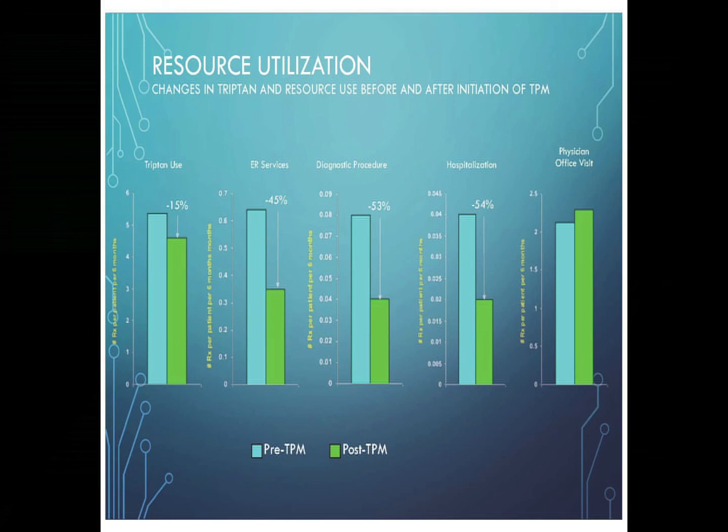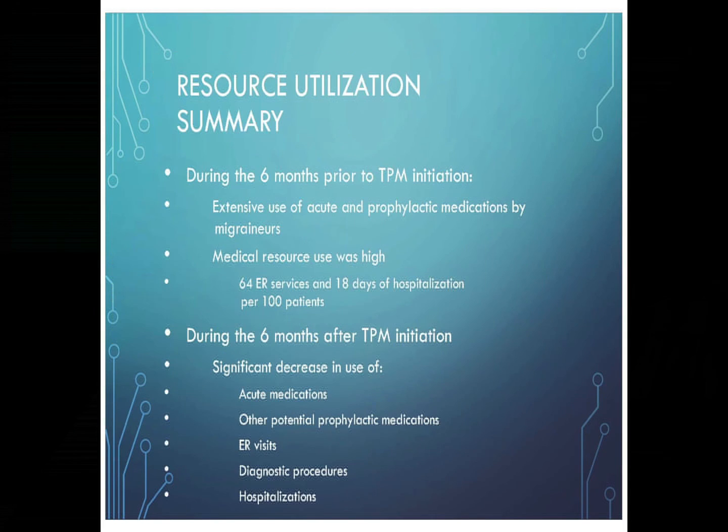Triptan use goes down. Emergency services are cut almost in half. Diagnostic procedures go down. Hospitalization in half. Their office visits are up a little bit, but much less expensive than all of these other things. And it means that patients are functioning. If they're not having to take their acute medicines, that means they're not having attacks in this particular setting. So again, teaching patients the goals of preventive therapy may be absolutely critical.